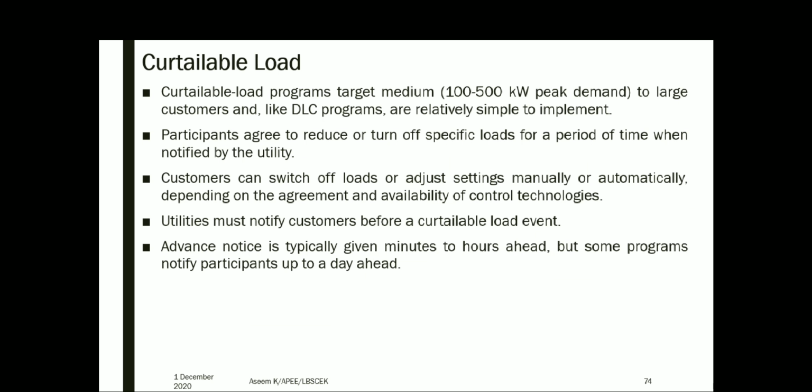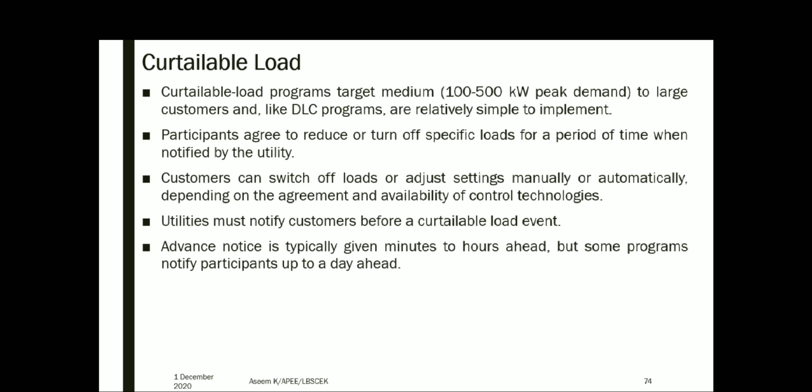Generally, they employ load control switches or smart thermostats linked to the utility to reduce the loads. The second type is curtailable load. Curtailable load programs target medium-size customers, 100 to 500 kilowatt peak demand, to large customers. Like DLC programs, curtailable load programs are relatively simple to implement.